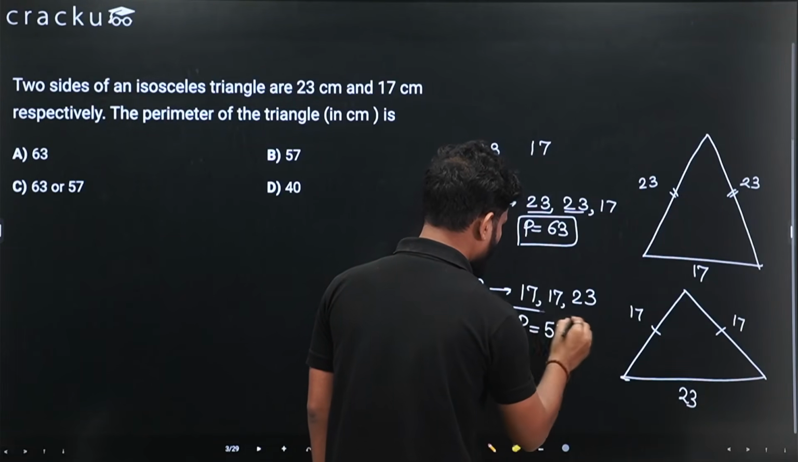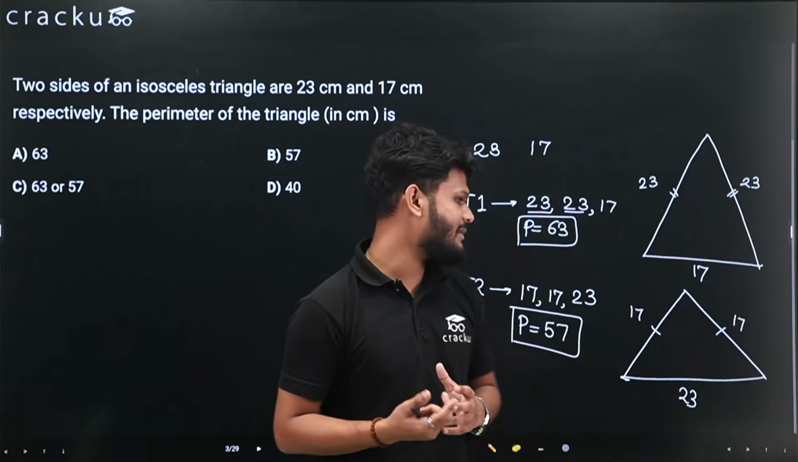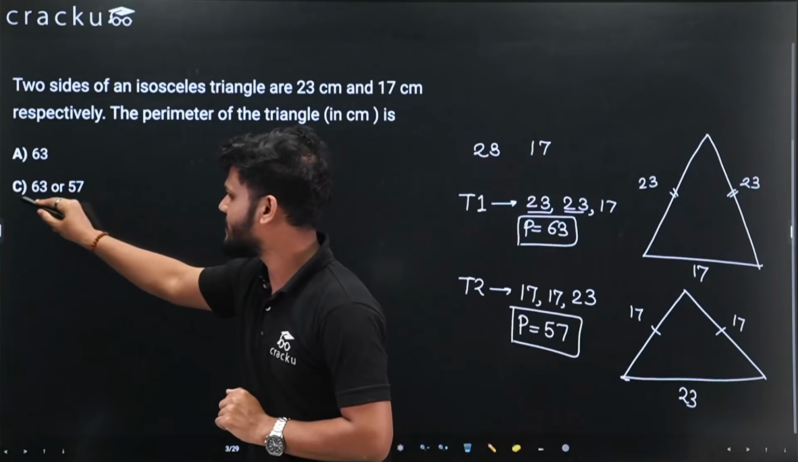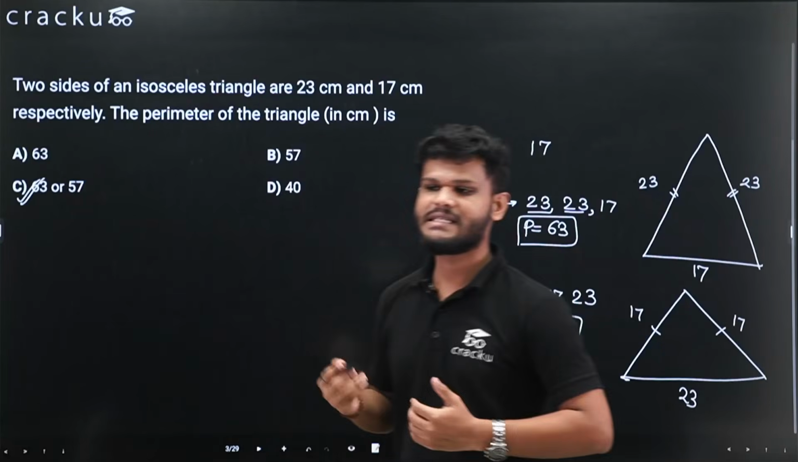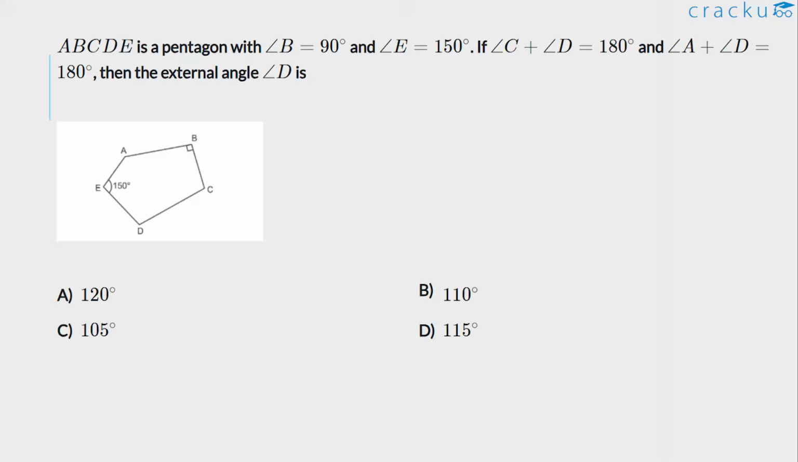So there are two possibilities of the triangle from the given sides. So the perimeter can be what? It can be either 63 or 57. So option number C is the correct choice, which says the perimeter can be either 63 or 57.